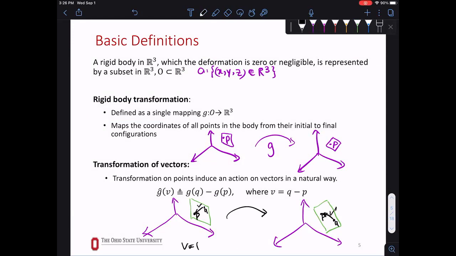If V is P minus Q and V prime is P prime minus Q prime, do you expect the length of V to be equal to the length of V prime or be different? The same, right? Rigid body. The length is not going to change. It's going to preserve the length. The transformation is going to preserve the length part.